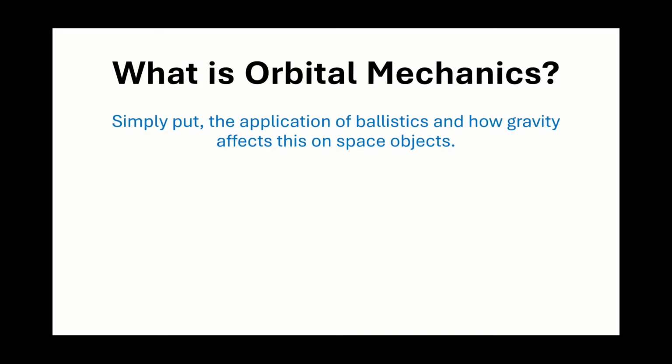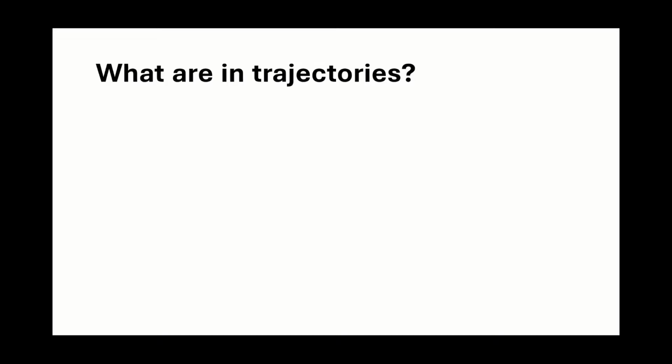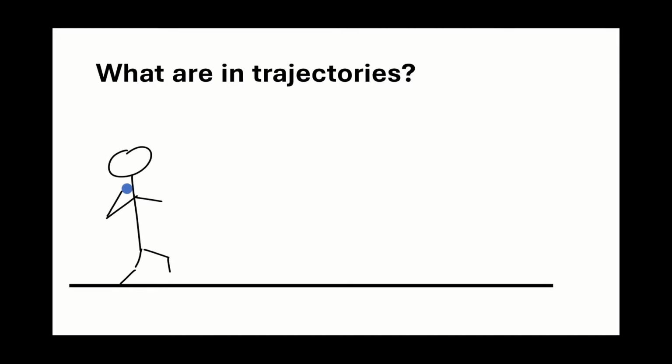Now, to break this definition down further, ballistics is the field of mechanics that is concerned with trajectories. And a trajectory can be thought of as the path a projectile takes under motion. So what are trajectories? Well, let's say we have a stick figure throwing a ball. What path would the ball take? Well, ballistics predicts that it will go in an arc. And animating this, you can see it follows that curve.